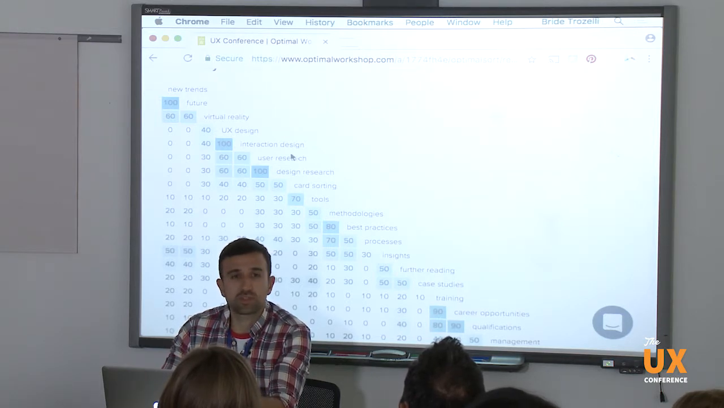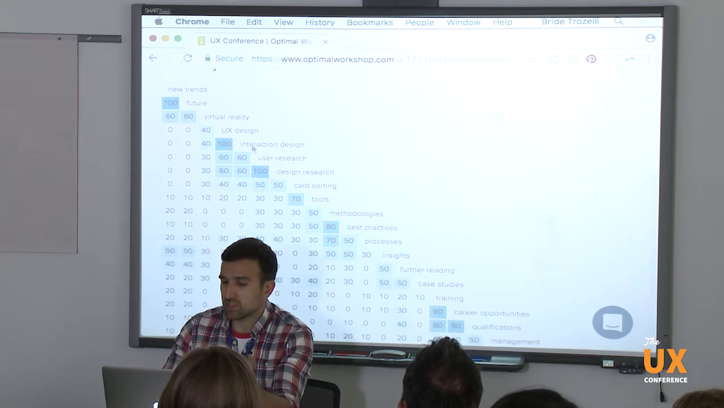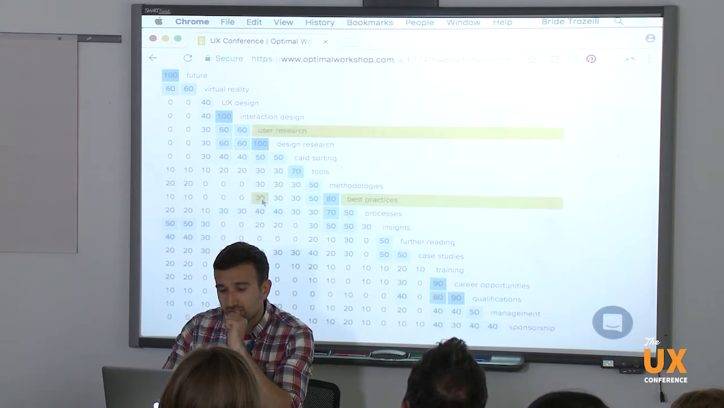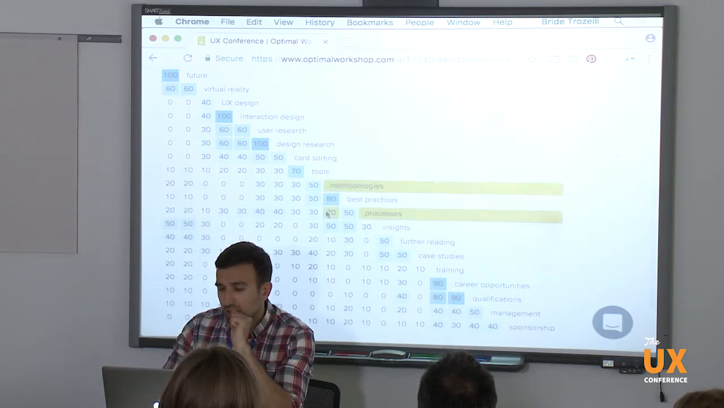These are all the different areas of UX design, and card sorting is an example of one of them. So this kind of makes sense as well. Then another kind of triangle you can form is here. So you can see, inside, processes, best practices, methodologies, and tools. So maybe we get this one. So to me, again, kind of makes sense.